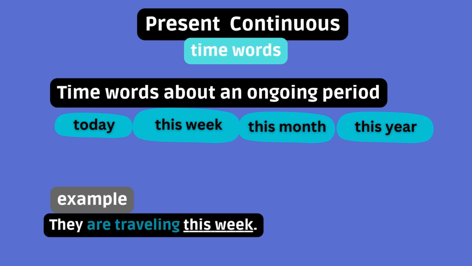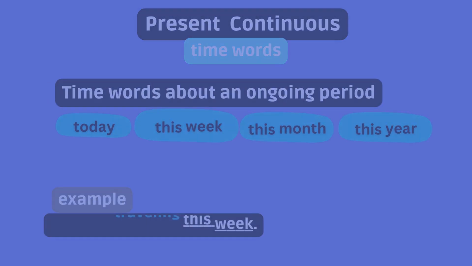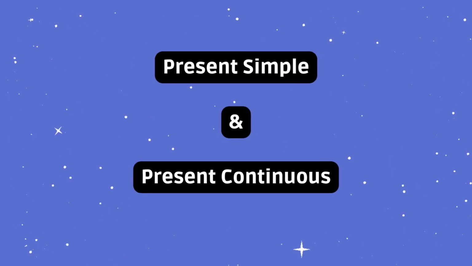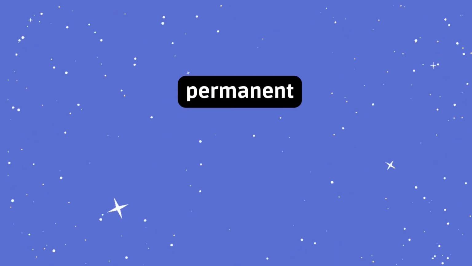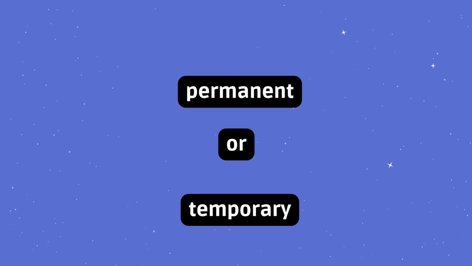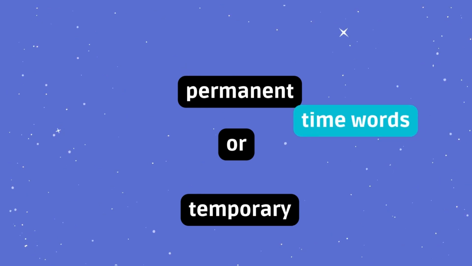This isn't a full list, by no means, but it gives you a sense of what time words are used in each context. All right, that's a wrap on our journey through the present simple and present continuous. Focus on how permanent or temporary the action is and look for time words.